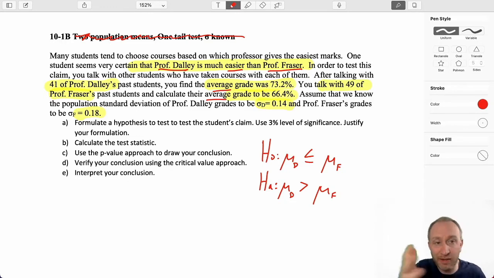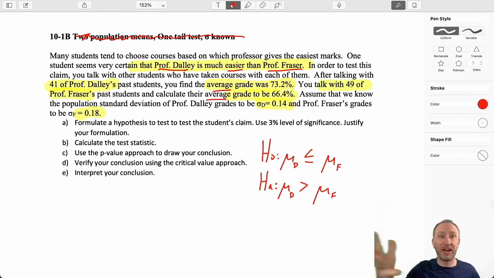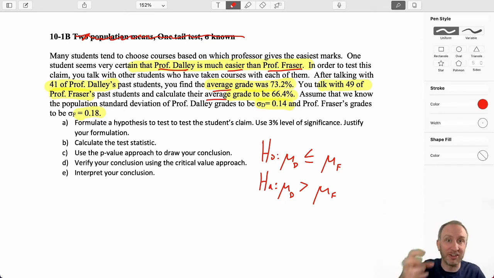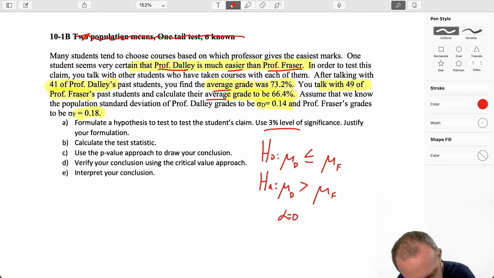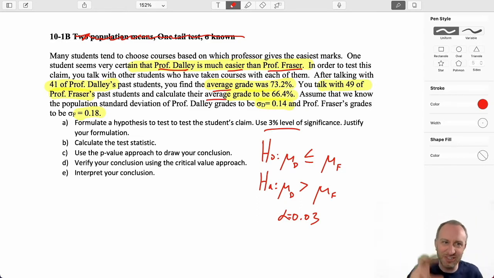Justify our formulation. Well, I formulated it this way so that if the evidence supports the alternative hypothesis, that then supports this student's claim that on average, grades are higher in Prof. Daly's class than in Prof. Fraser's class. If the evidence supports the null hypothesis, well, then we cannot support that claim. We're unable to say that the grades are higher in Prof. Daly's class as compared to Professor Fraser's class. We're doing this at the 5% level of significance. So again, we kind of get into this routine of doing these tests at the 5% level of significance, so we have to make sure that we watch out for any little changes that happen.